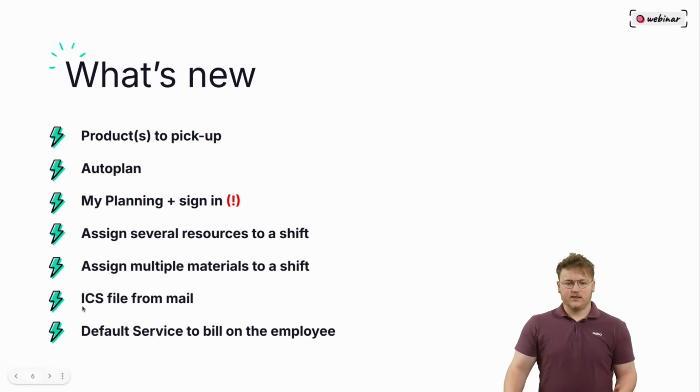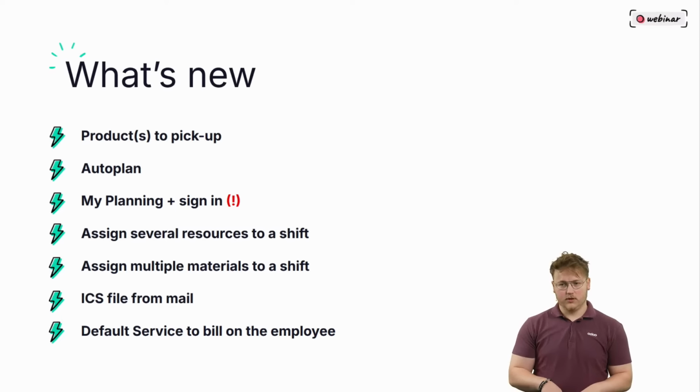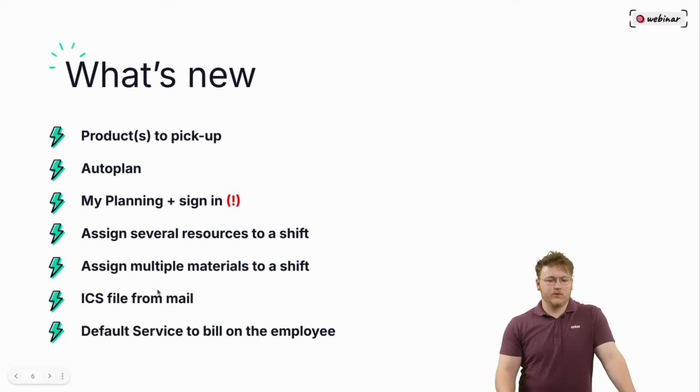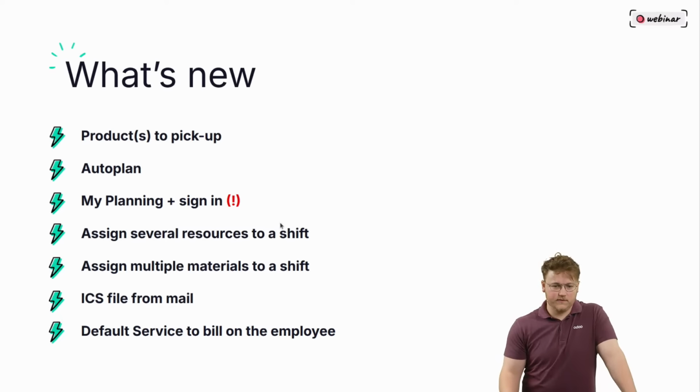We have the ICS file from the mail, so basically when you publish a shift, it sends an email to the resource, and then they will be able to click on one or the other link. One is for Google Calendar, one is for Outlook Calendar, and it will create the actual shift in their own calendar.